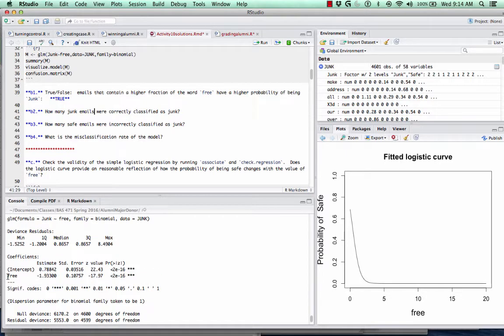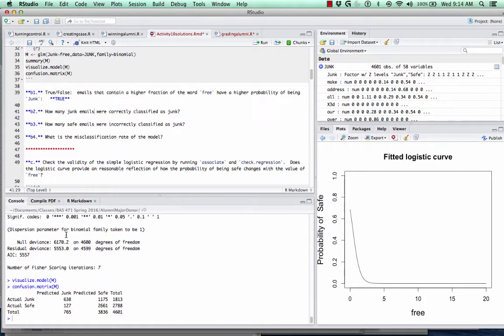Same sort of interpretation from looking at the summary output. Since we see the coefficient of free is negative and our level of interest, the one that comes last alphabetically, is safe, it implies that emails with larger values of free have a lower probability of being safe, which just translates into a higher probability of being junk.